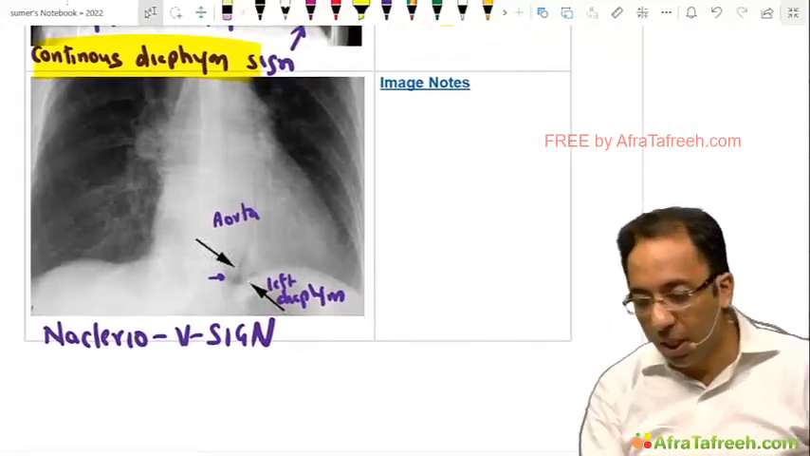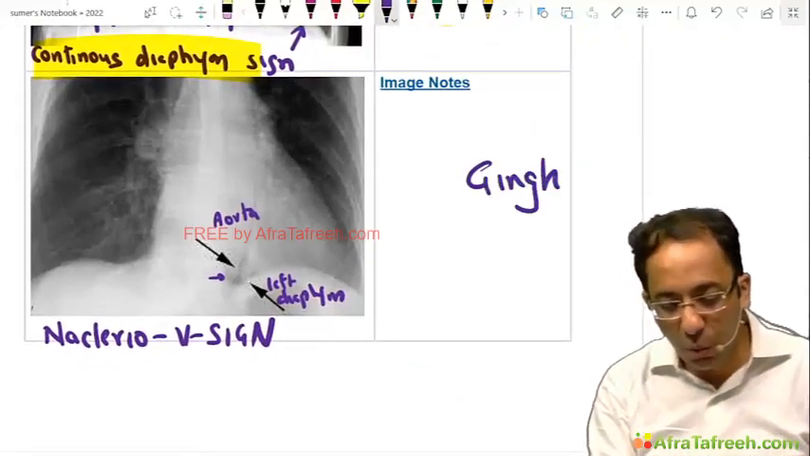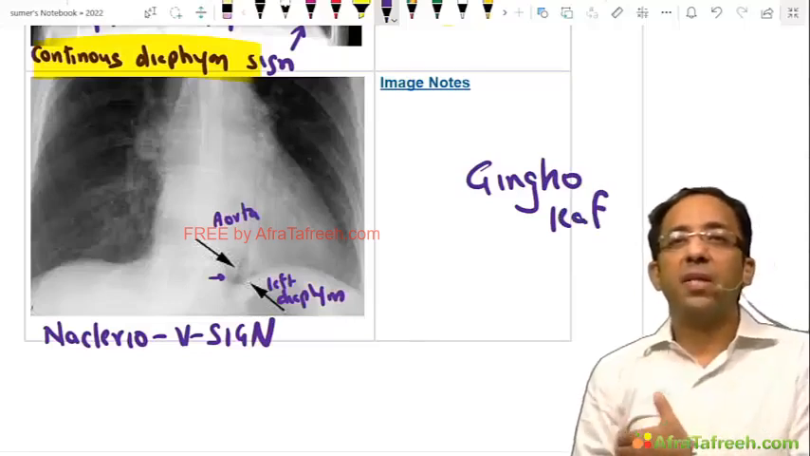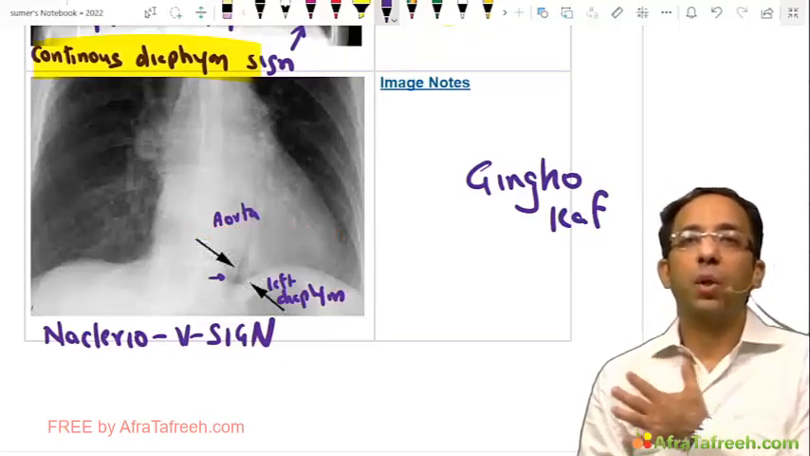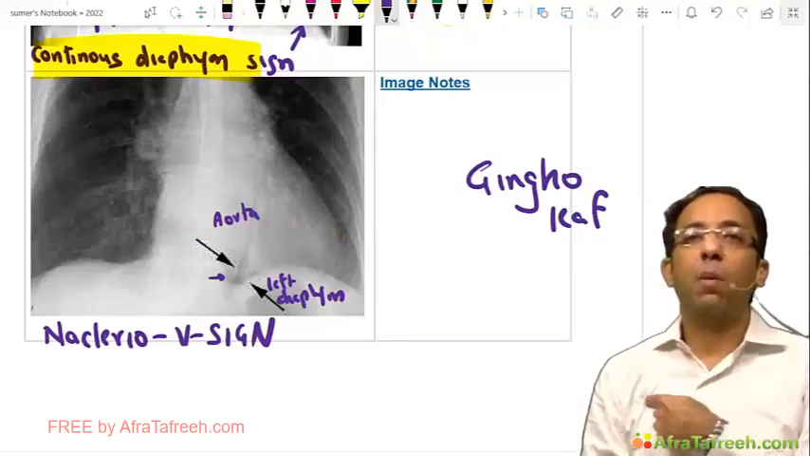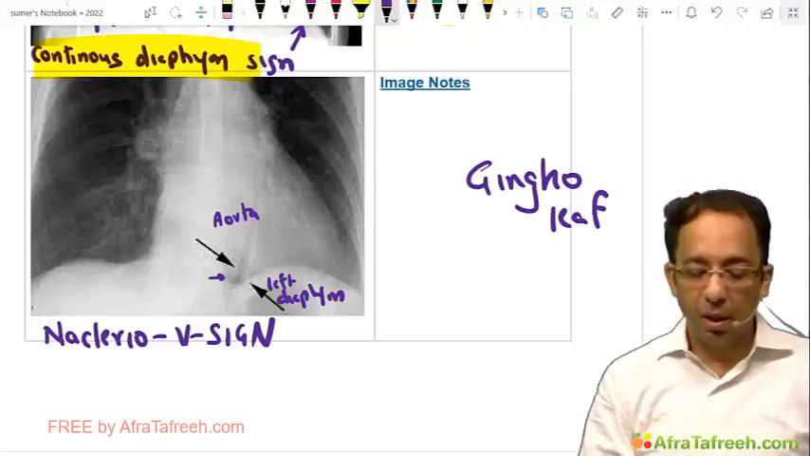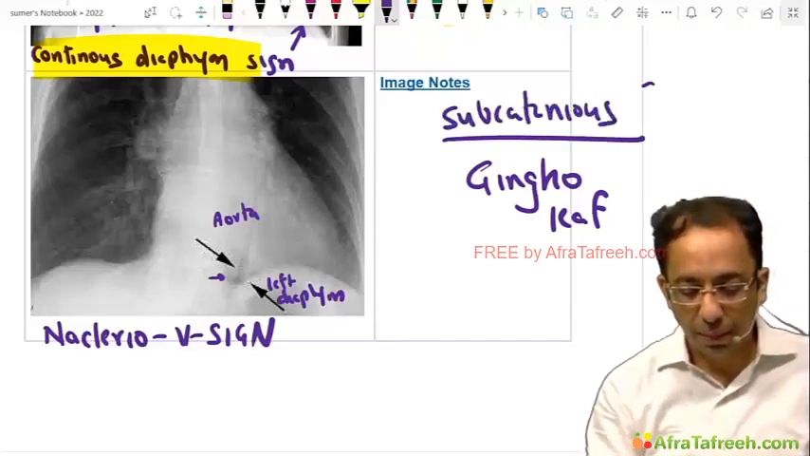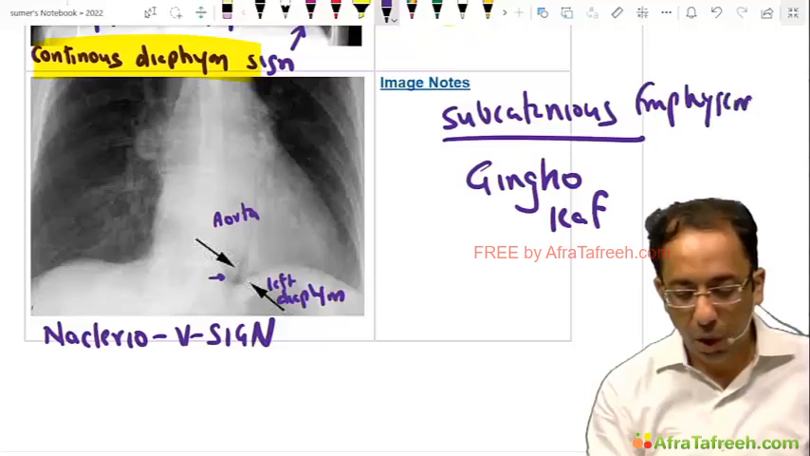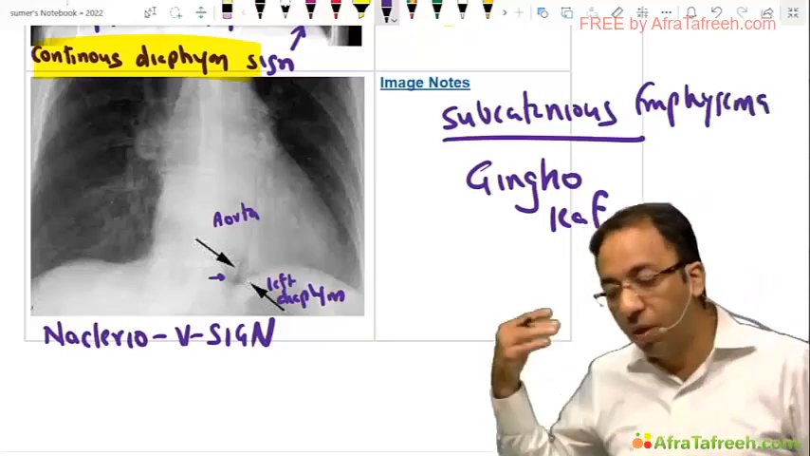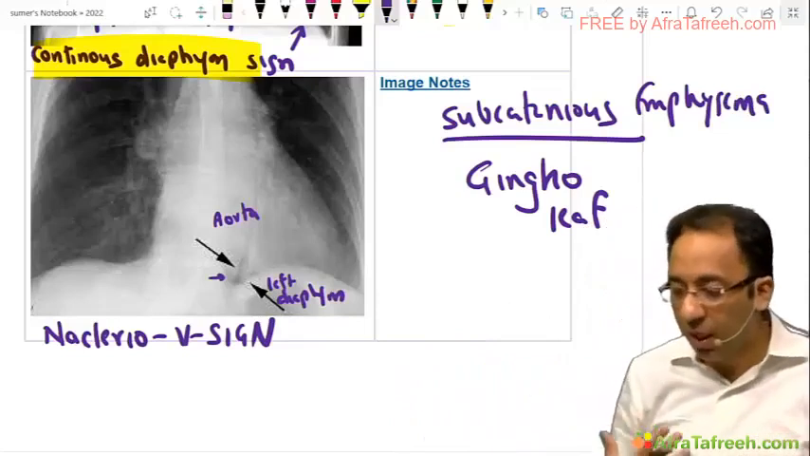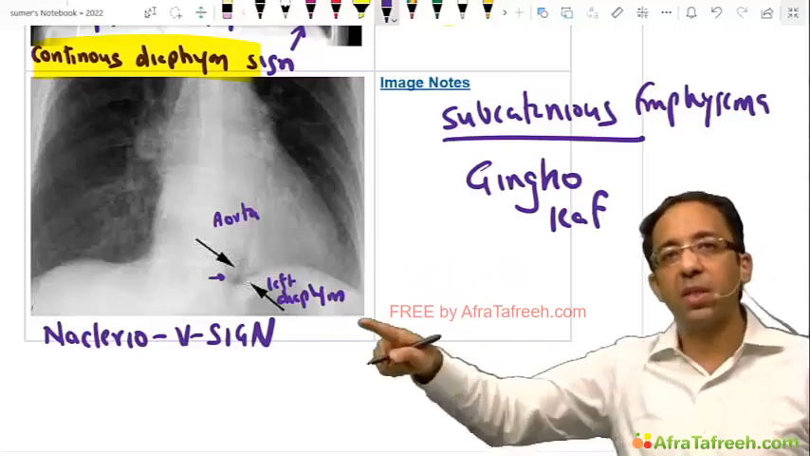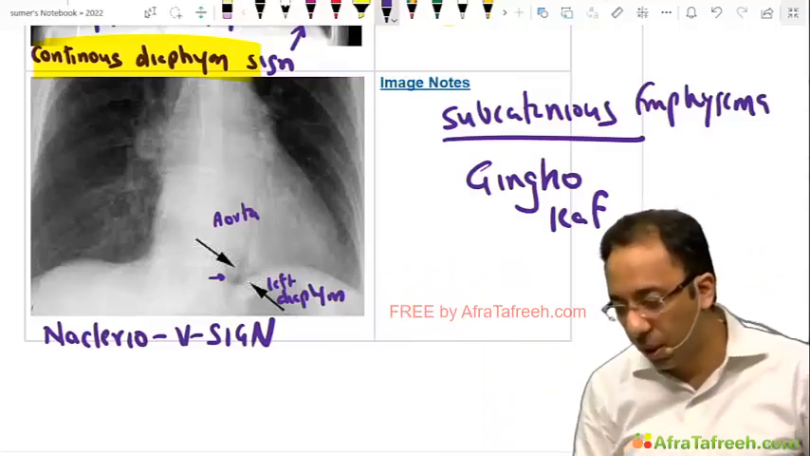This is not ginkgo leaf sign. Ginkgo leaf sign, in whom is it seen? We only memorize the names. If you have air in your subcutaneous tissue, then the pectoral muscle fibers are outlined by air. So it is seen in subcutaneous emphysema, air in your thoracic chest wall. So ginkgo leaf is different, beta, don't get confused. In surgical emphysema, if you see air outlining your pectoral muscle fibers, that is ginkgo leaf sign, but this is Nucleario V sign of pneumomediastinum.